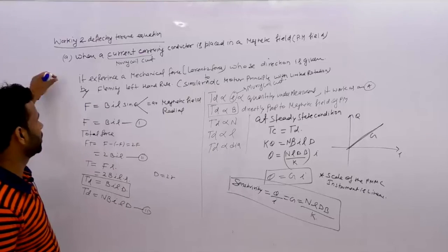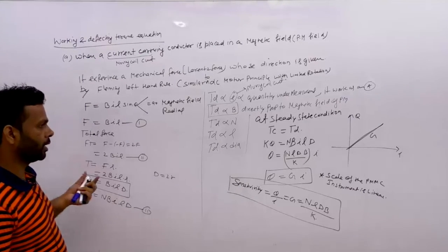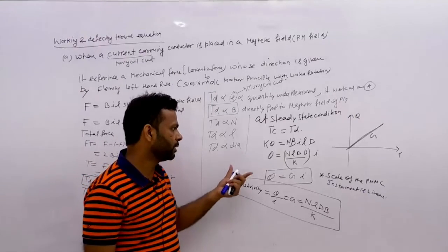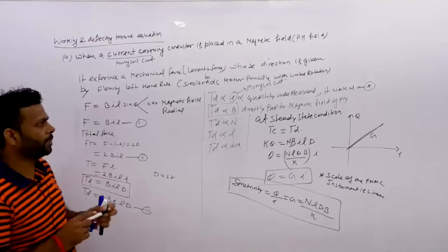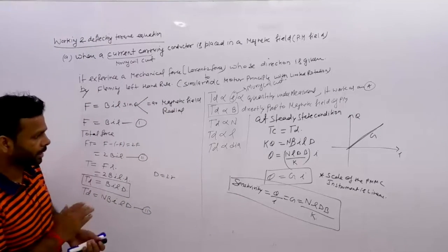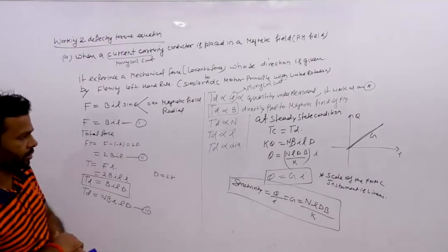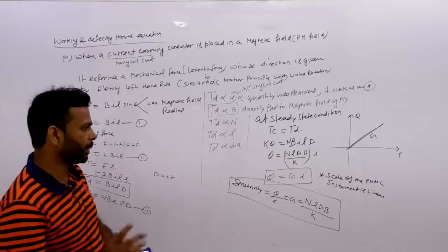So we have covered the working, the deflecting torque, how your instrument is linear, then sensitivity and its graph and linearity. In the next part, one more torque is remaining, that is your damping torque. So now let's start your damping torque.